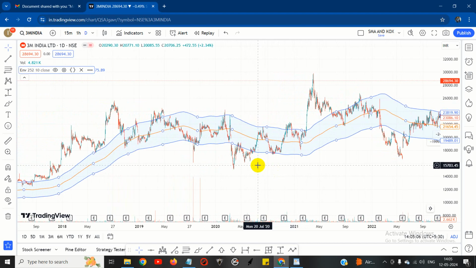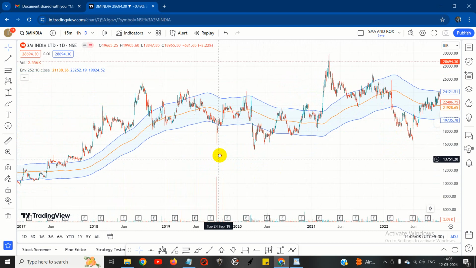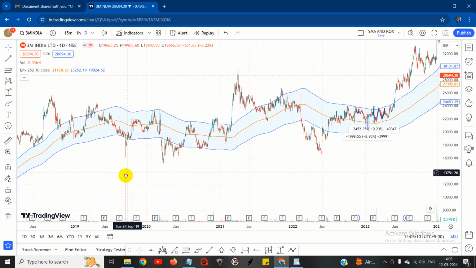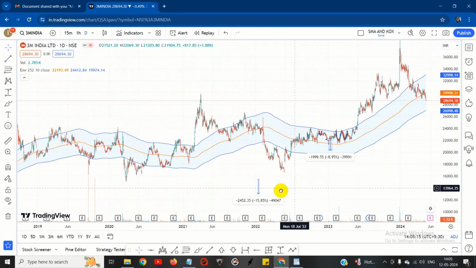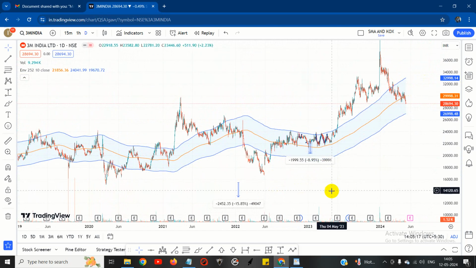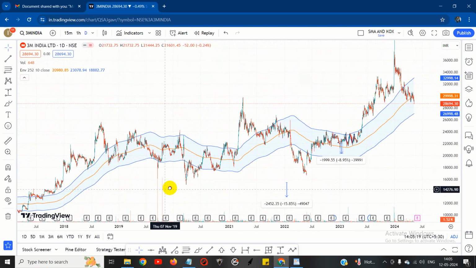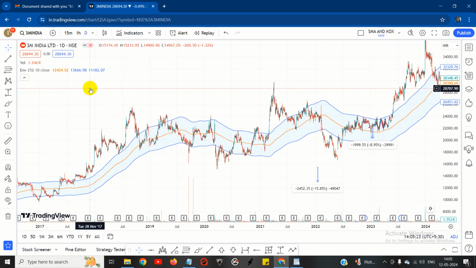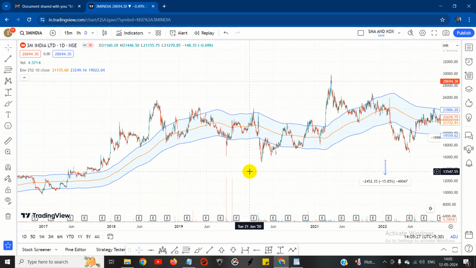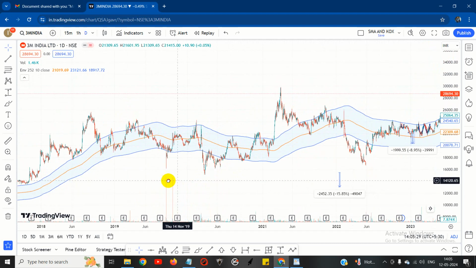I'm just looking for a flat band. The band is almost flat here. I will avoid any band which is going upward. I will generally work in a flat band, and here I can see a flat band in this strategy. So what will I do now? I will buy.